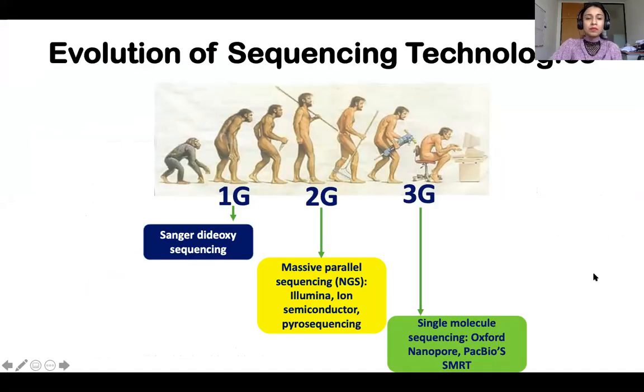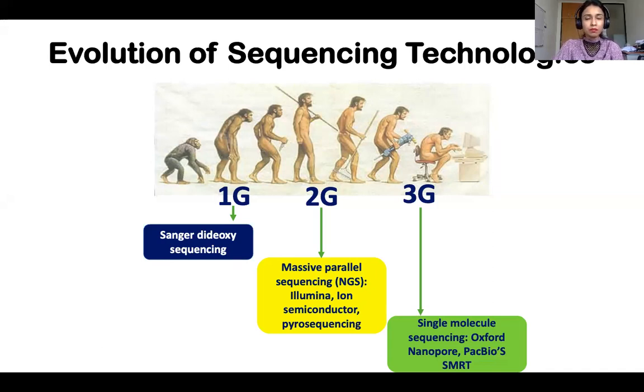Right, so this is sort of how sequencing technology has evolved. We started off with the first generation, which is Sanger dideoxy sequencing, and then you have your second generation, which we are going to go through now, known as NGS, or next generation sequencing. We have a few technologies. Illumina is the most widely used. We have ion semiconductor and pyrosequencing. Pyrosequencing is sort of phased out. I don't think people do it any longer.